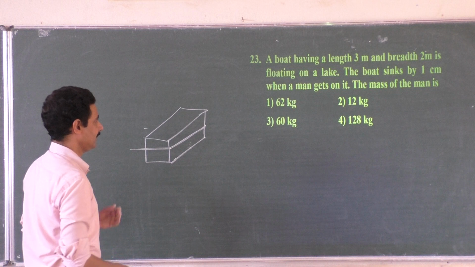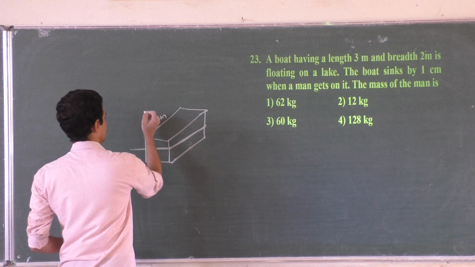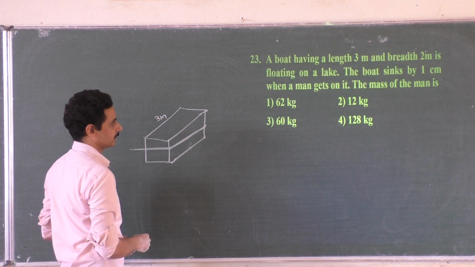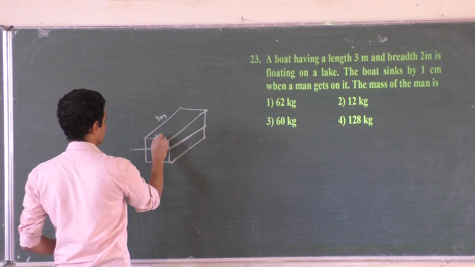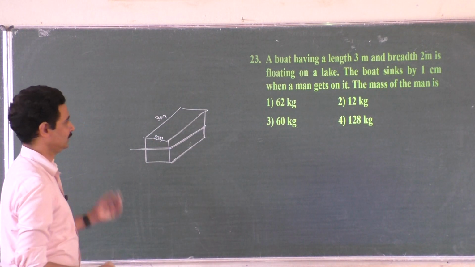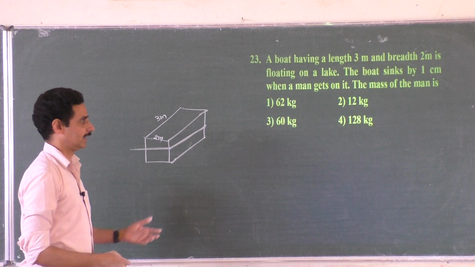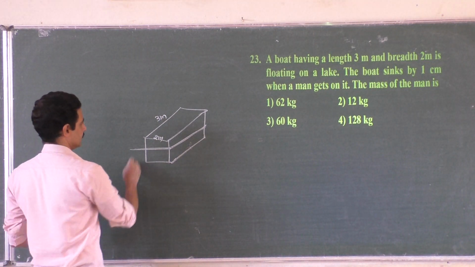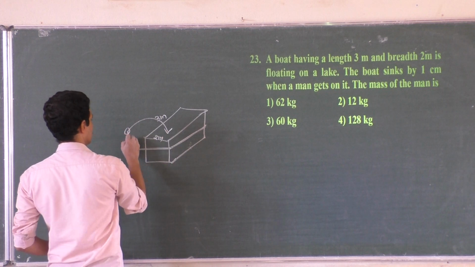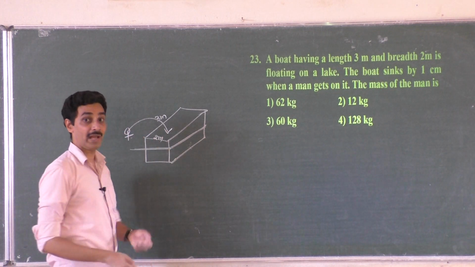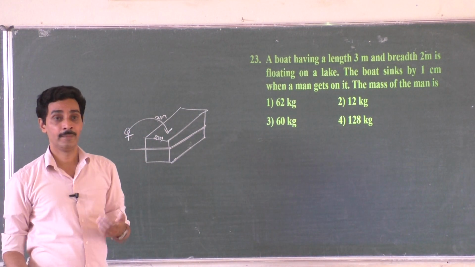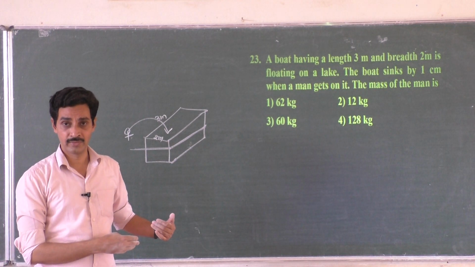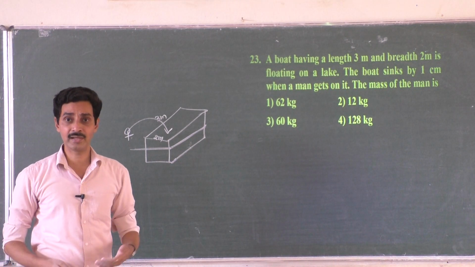A boat having length 3 meter, this is boat. It looks like something else. 2 meter breadth, but it is boat. Okay. 2 meter breadth is floating on a lake. The boat sinks by 1 centimeter when a man gets into it. Now the total weight has increased. Man was outside the river, right? He gets into it, this is an extra person now.